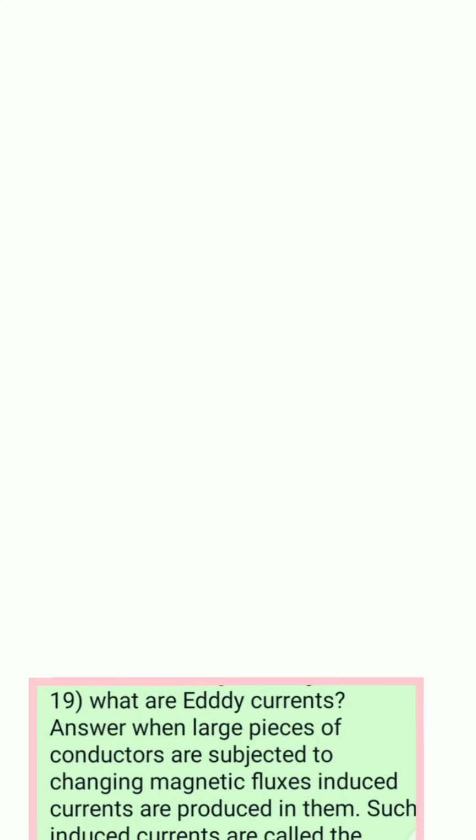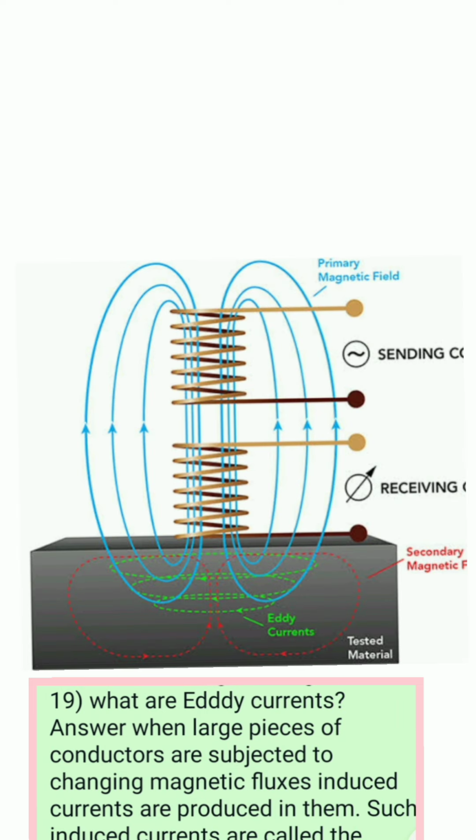The change in magnetic flux. 19. What are eddy currents? Answer. When large pieces of conductors are subjected to changing magnetic fluxes, induced currents are produced in them. Such induced currents are called eddy currents or Foucault currents.